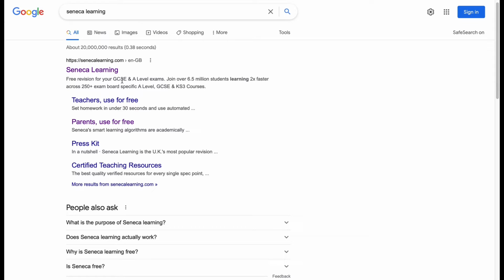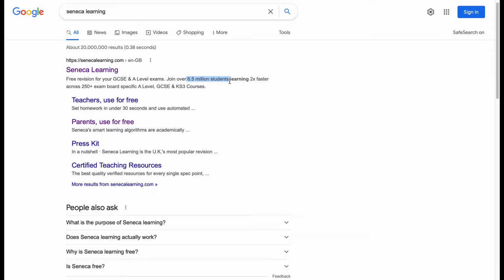But now it's developed so much, and you can see that it's a free revision tool for GCSE and A-level exams. And it's an opportunity to join over 6.5 million students learning 2 times faster across 250 plus exam board specific A-level, GCSE and Key Stage 3 courses. So it's a great opportunity, a great learning environment to get a grade 9 in GCSE maths, as that's what we're looking at particularly in this video.